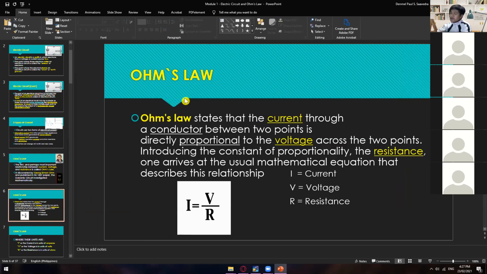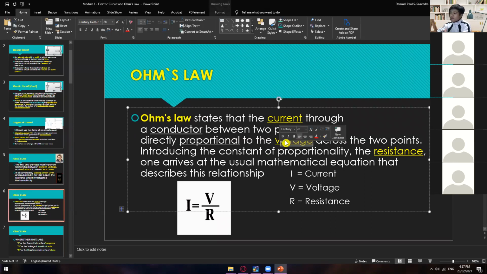Ohm's law states that the current through a conductor between two points is directly proportional to the voltage across the two points. So voltage and current are proportional to each other. As our current goes up, our voltage goes up as well. As our voltage goes down, our current goes down as well. And then introducing the constant of proportionality, which is resistance.